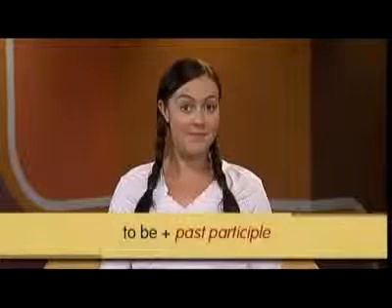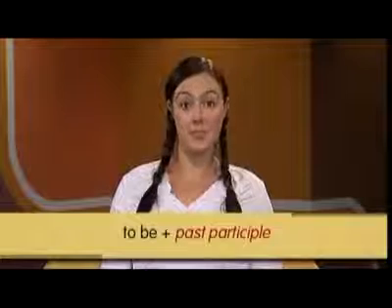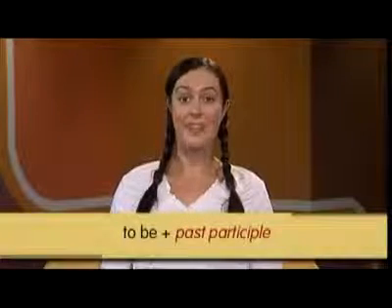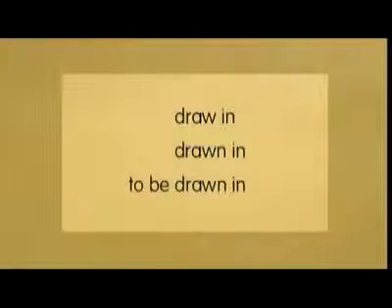Passive verbs are formed by using the verb to be plus the past participle of the verb. Let's look at the verb draw in, to bring something in. The past participle is drawn. This is an irregular past participle. So the passive form is to be drawn in. The different forms of the passive vary according to the action and when the action happened.